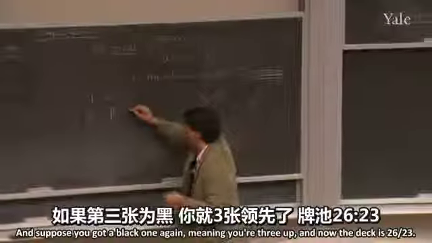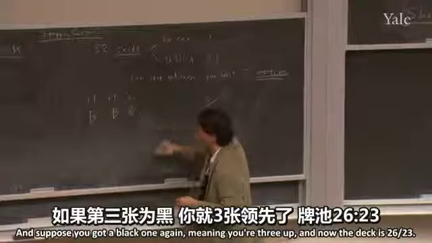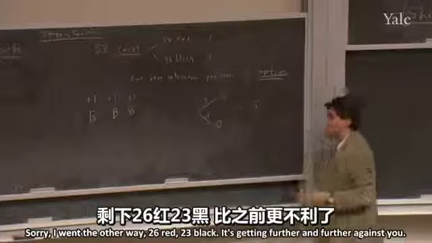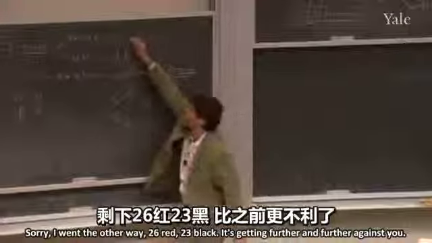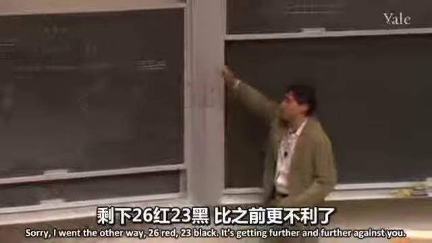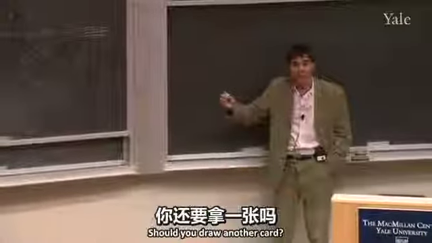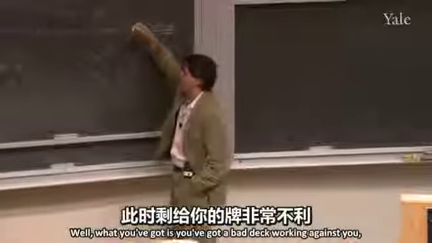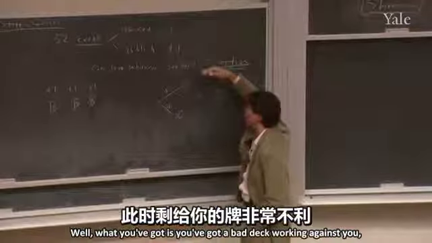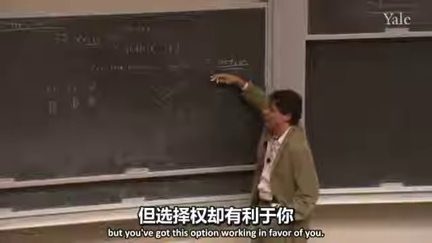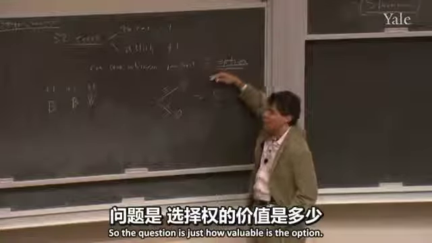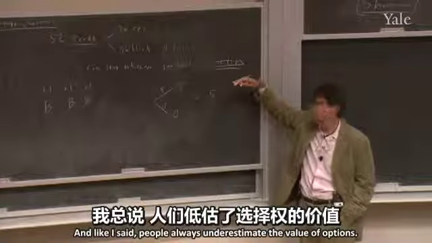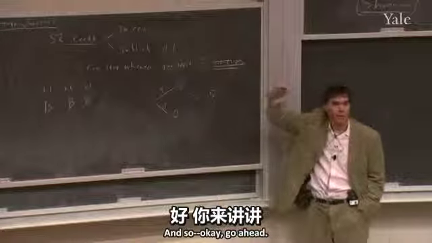And suppose you got a black one again, meaning you're 3 up, and now the deck is 26 red, 23 black. Sorry, I went the other way. It's getting further and further against you. Should you draw another card? Well, what you've got is a bad deck working against you, but you've got this option working in your favor. So the question is just how valuable is the option? And like I said, people always underestimate the value of options. And so, okay, go ahead.